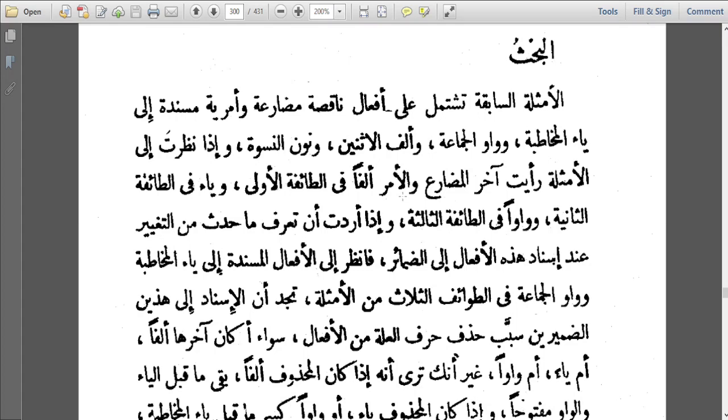That is one of the ضمائر الرفع. The واو الجماعة and the alif الاثنين and نون النسوة.